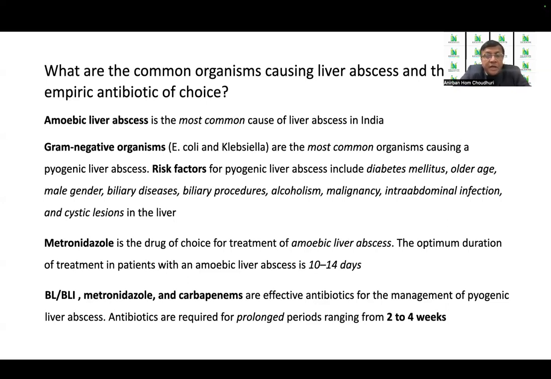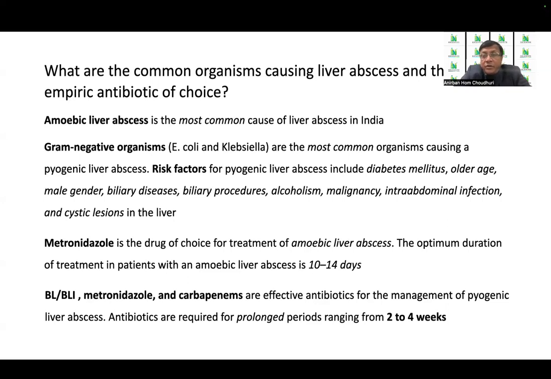And metronidazole is the drug of choice for treatment of amoebic liver abscess. And the optimal duration in patients with amoebic liver abscess is 10 to 14 days, whereas BLBLI, metronidazole, and carbapenems are effective antibiotics for pyogenic liver abscess. And in such cases, the antibiotics are also required for prolonged periods ranging from 2 to 4 weeks.